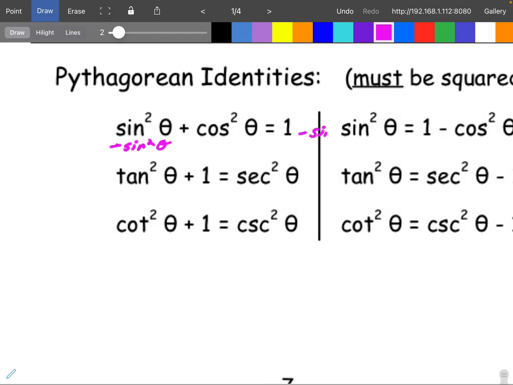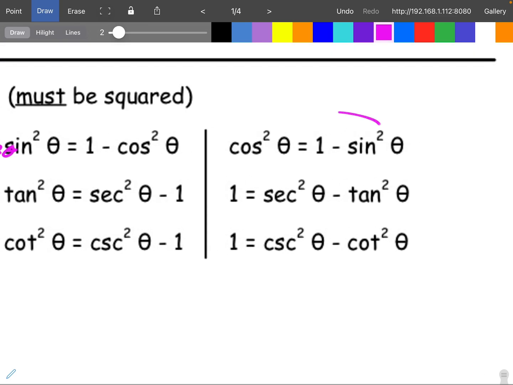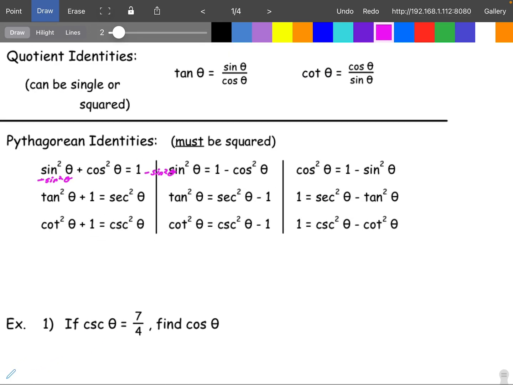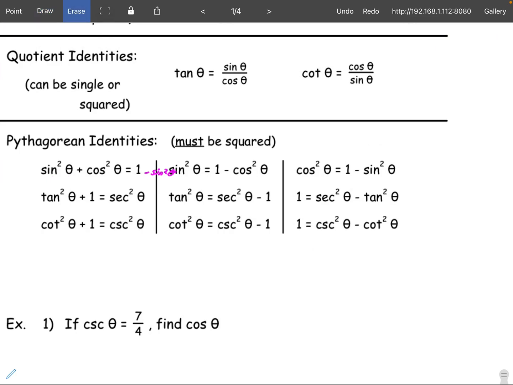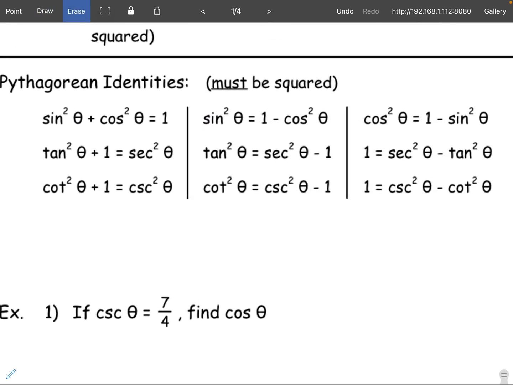And so I subtract it over here as well. And so that gives me cosine squared theta equals 1 minus sine squared theta. That gives me that right there. So those other two are just variations of the one in the first column. The same thing for the other rows.